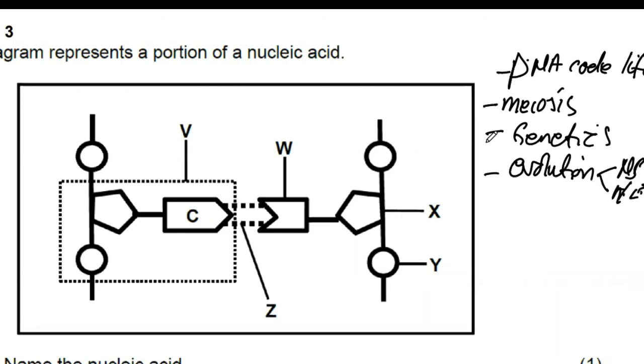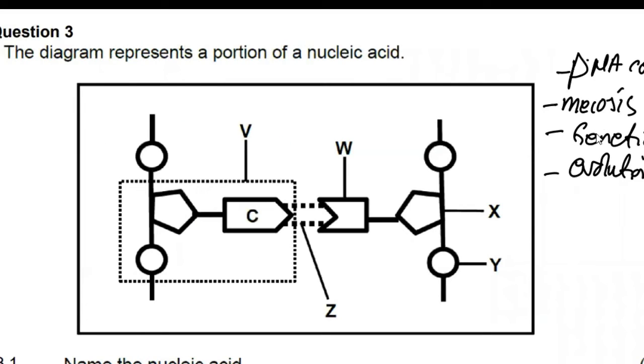If they bring a diagram like this, you have to find out which diagram is representing. So this diagram represents DNA. Why DNA? Because of the weak hydrogen bonds, and then it's two-stranded.